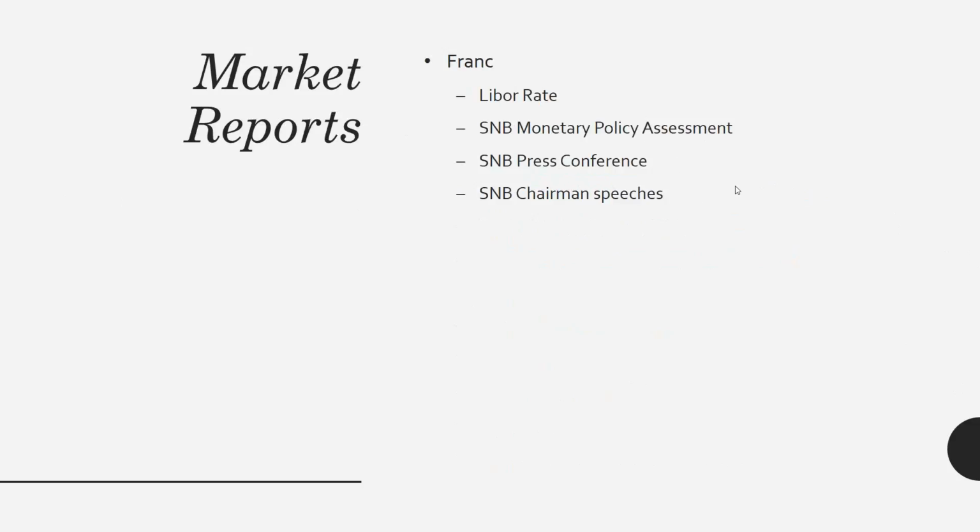Now, on the Swiss franc, the Libor rate will cause volatility sometimes, as well as the SNB monetary policy assessment, press conference, and chairman speeches.